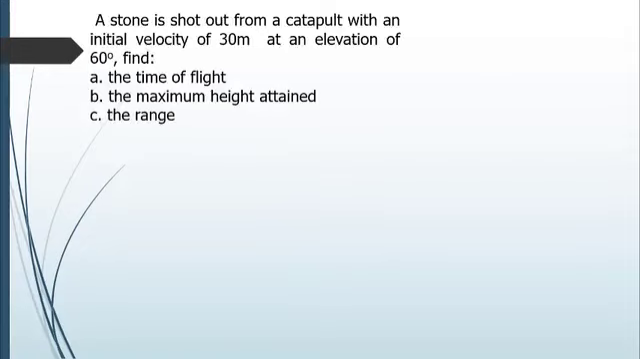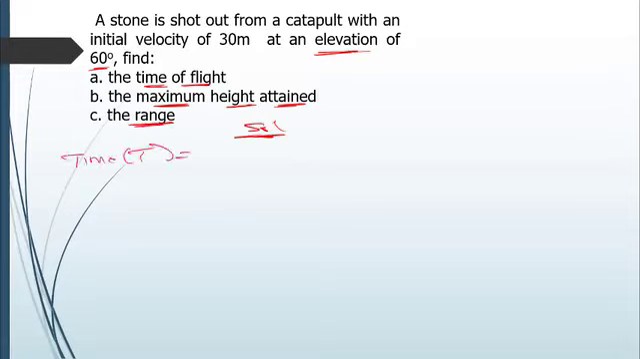Alright, at this point, let's take this example. This example says that a stone is shot out from a catapult with an initial velocity of 30 meters per second at an elevation of 60 degrees. And we're asked to find the time of flight, the maximum height that has been attained, and the range that was covered by the projectile. So let's start by finding, first of all, the time of flight.